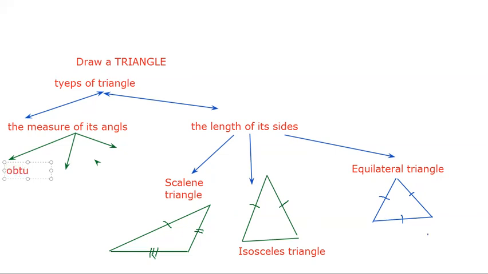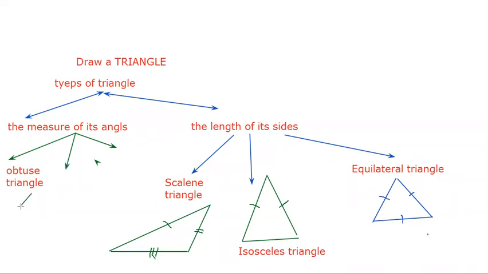The scalene triangle. Very good. So, obtuse triangle has only one obtuse angle, and the rest will be acute angles. If we go back to this one now, the measure of each angle. The second one, this one you said is obtuse. What is the second one?